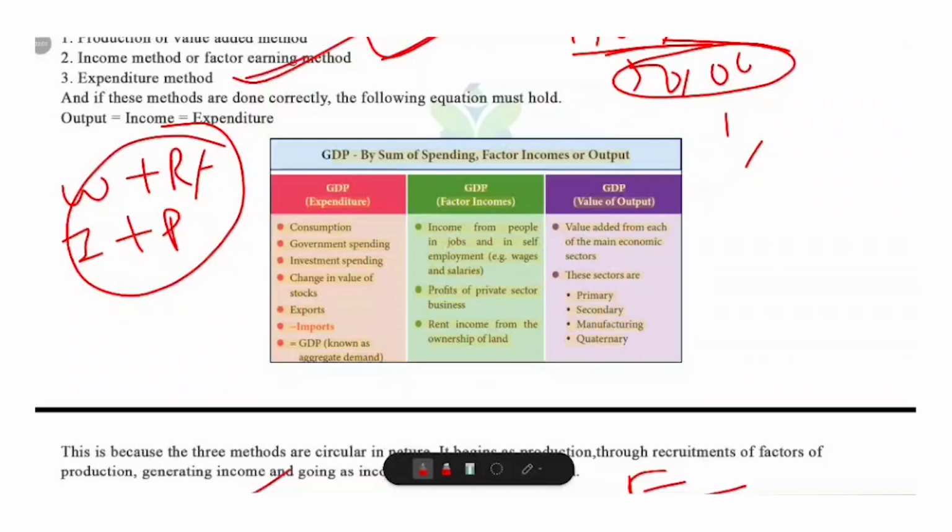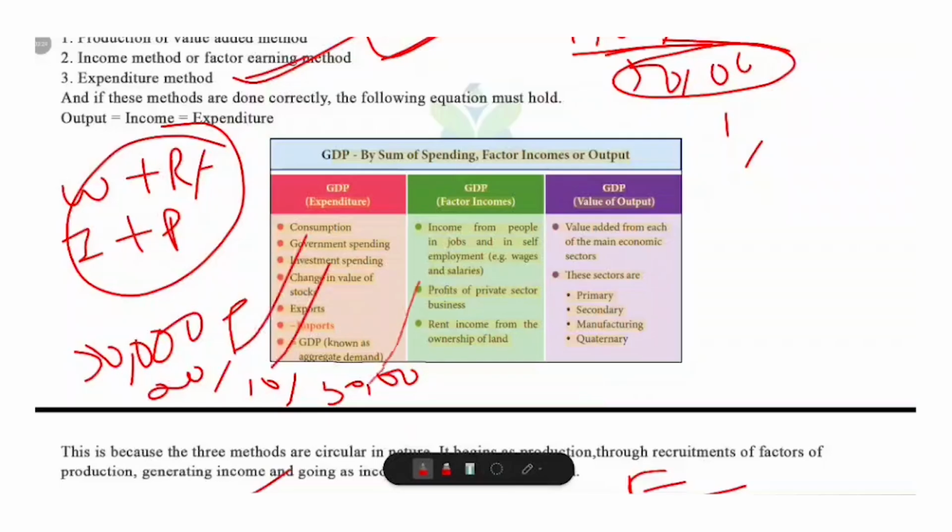Okay, for example, if household spend rupees 50,000 on food and clothes, business spend 20,000, government spend 10,000 and net export is, just remember, 3,000. So how can we calculate the expenditure method? 50,000 plus 20,000 plus 10,000 plus 3,000, that means 83,000.